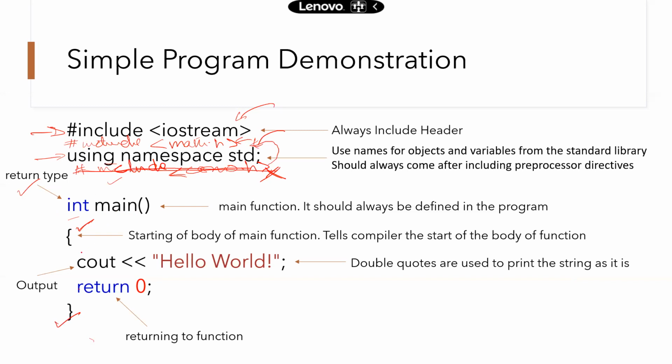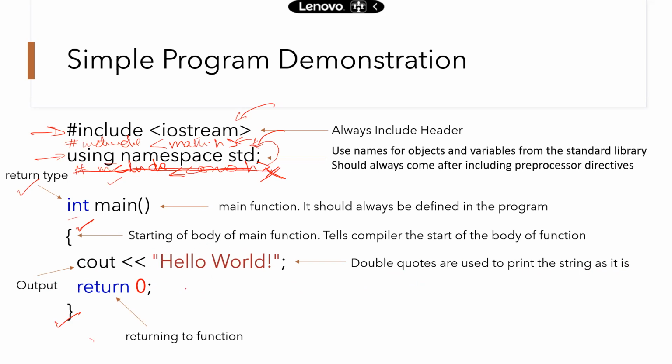All right, and everything within this body can actually be defined. You can write any processing over here. So over here, what we have written is a cout, which is an output, and then there is a hello world in double quotes, which are used to print the string as it is. So this is a string that we want to print.